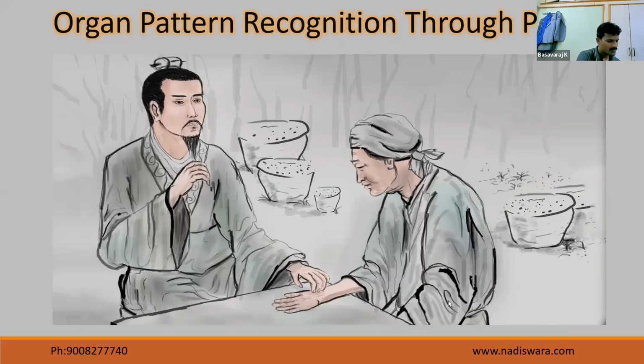I think most of the students here who know acupuncture and who know the TCM concepts, you know the importance of the organ pattern recognition. So that is the final goal of diagnosis of any TCM practitioner. If you want to give the right treatment to the patient, and if you want to get the results within a short period of time, the diagnosis plays a very important role.